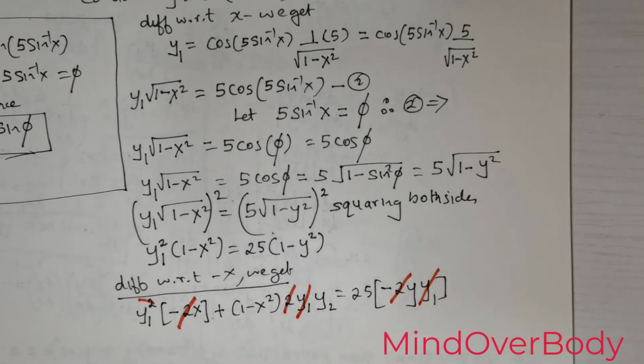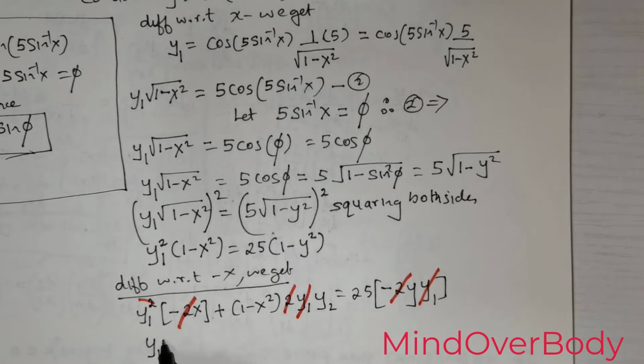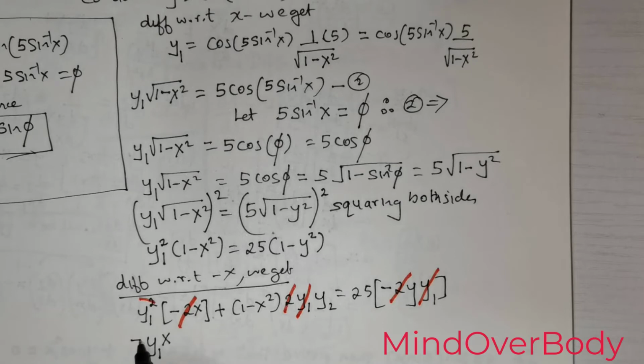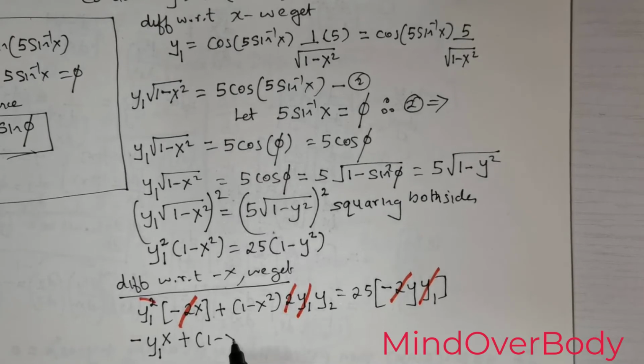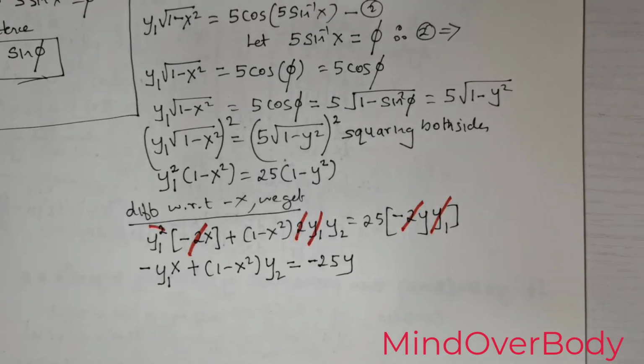So what is left now? I get a y1 now. Of course there is an x there, and there is a negative sign, followed by 1 minus x squared times y2, is equal to 25 times, you have a negative sign and a y. So this is the system that we have got.